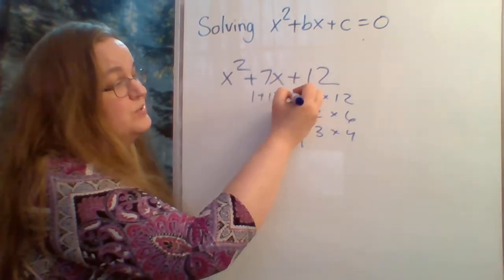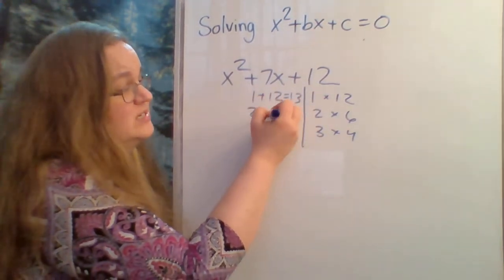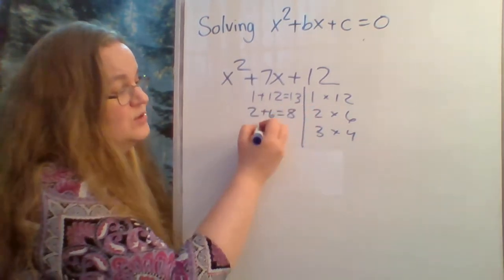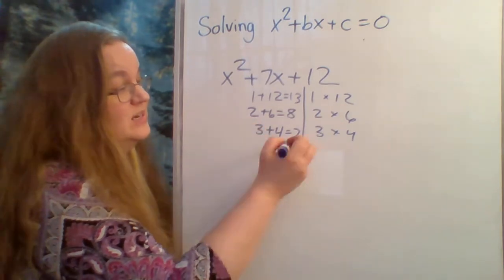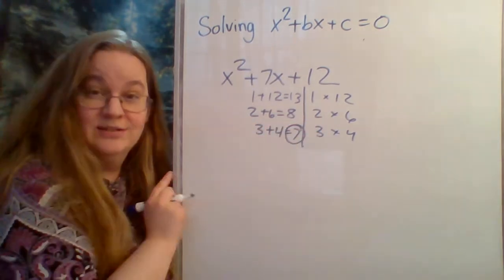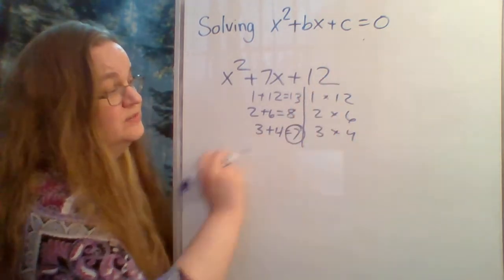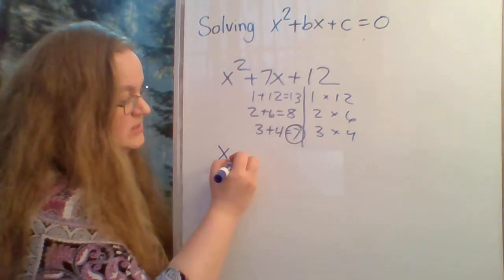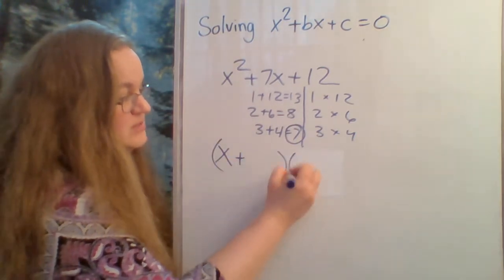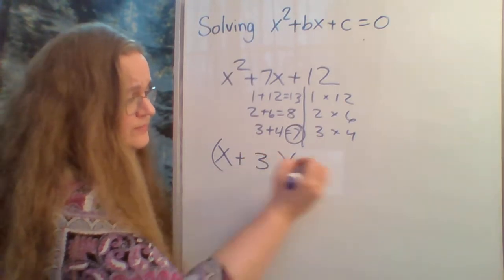So like 1 plus 12, for instance, is 13. So that's too much. 2 plus 6 is 8. That's not going to work. But 3 plus 4 is 7. Ding, ding, ding. I've got a sum of 7 and a product of 12. And so if I were factoring this, these are both positives, so I'm going to be plus on both of them. And it's going to be 3 and 4.